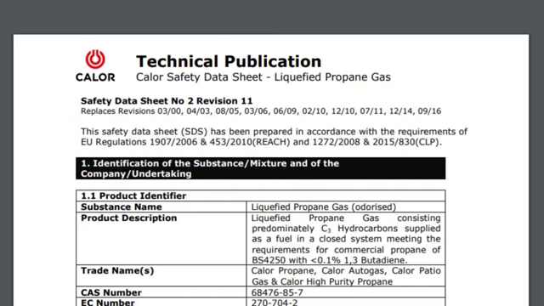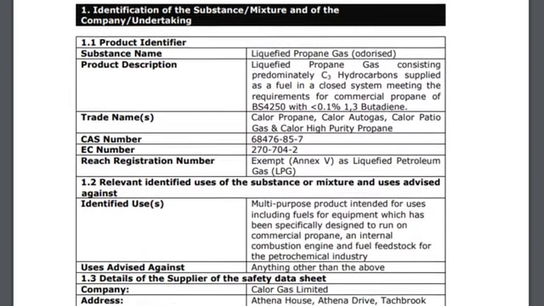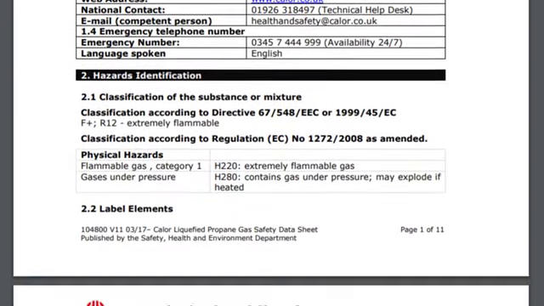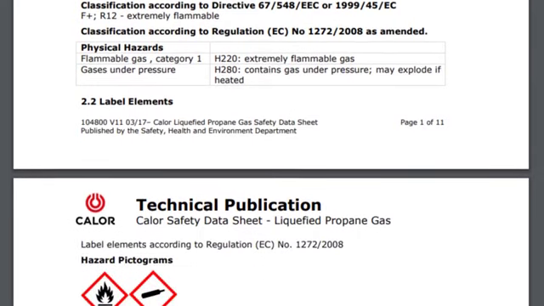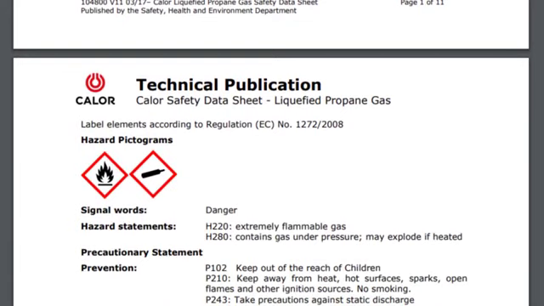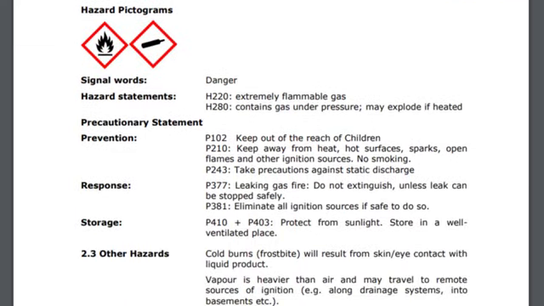So we can see here that there are different sections. There's an area identification of the substance itself. We then go down and we see an area that identifies the hazards associated to that substance. And further down we see the signal words, which are associated also to the hazard statements and precautionary statements associated to this substance only.